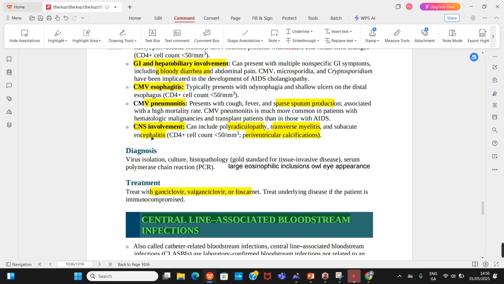So, it can also affect the CNS, in which they can have polyradiculopathy, start complaining of tingling sensation, and also maybe pain radiating to the leg and some part of the body. They can also have transverse myelitis. Most situations of transverse myelitis follow infectious causes.